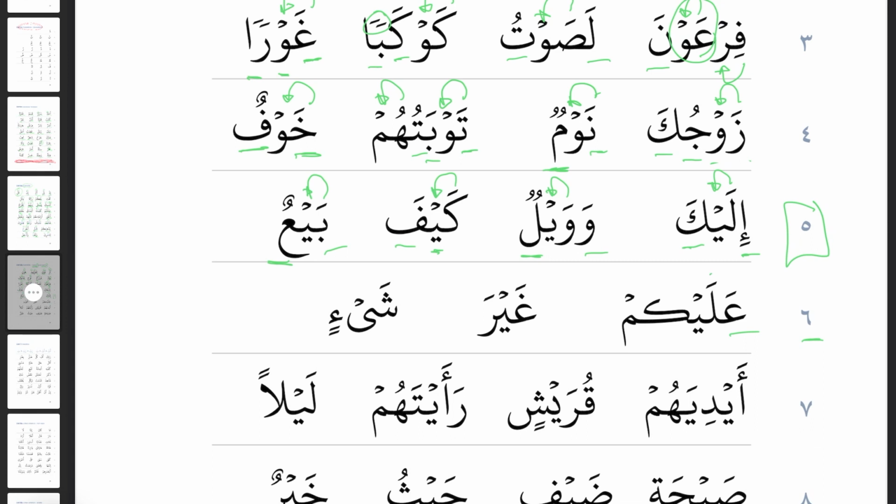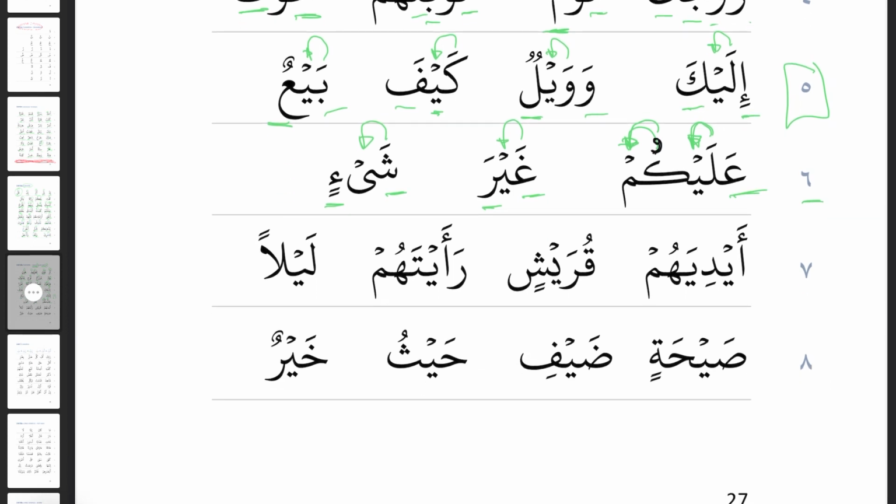Line 6. A, lay, kum. Ooh, I've just noticed. Did anyone spot that? I'm going to have to add that in. This needs a dhamma on it. Okay, now it makes more sense, doesn't it? A, lay, kum, because the kaf should have had a dhamma there. Okay, a ra with a fatha, joining to a ya with a sukoon, ray, ra. Sheen with a fatha, joining to the ya with sukoon, shay, in. The hamza had two kasras there.